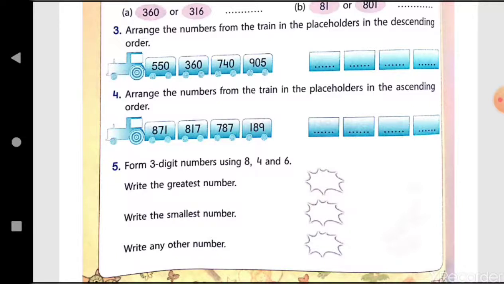So 189 would be the first, 189 would be the last number, since we have to arrange the numbers in ascending, increasing order. Okay, sorry. 189 would be the first number. Then next would be 787. Now out of 871 and 817, both the numbers have 8 at hundreds place. So we will compare the digit at tens place. In one number it is 7 and in another number it is 1. So 1 is smaller than 7. So next number would be 817 and last would be 871.